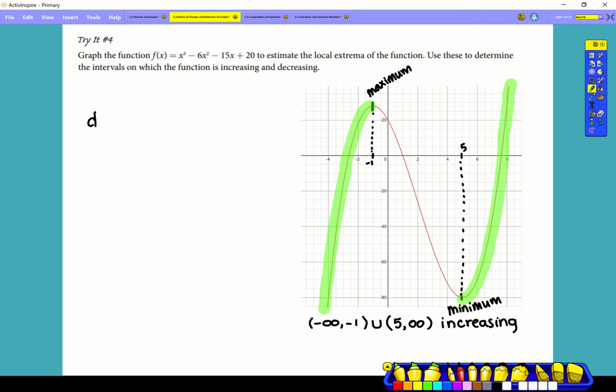Now I'll need some room. I'm going to go to decreasing. Don't want to squish it at the bottom. Notice I only have one interval that it's decreasing on. It's this one right here. And it's decreasing on the interval -1 to 5. And that's how you would solve a problem like that.